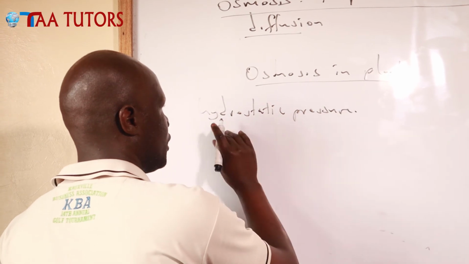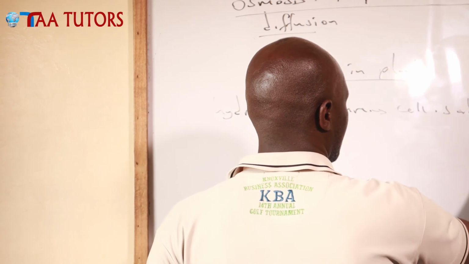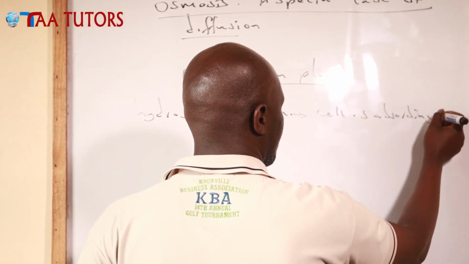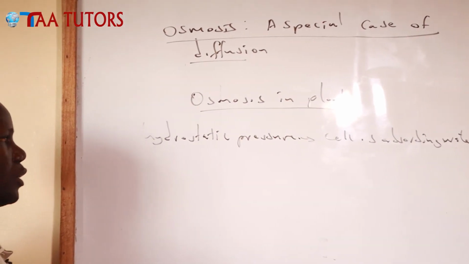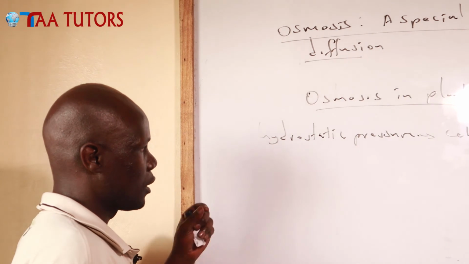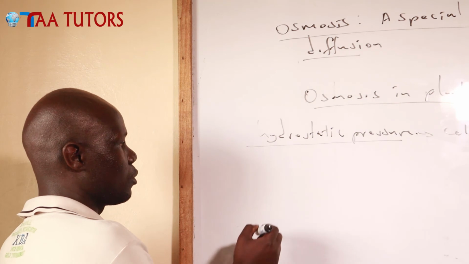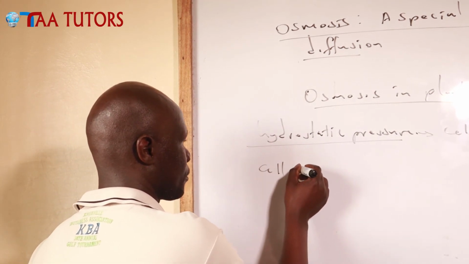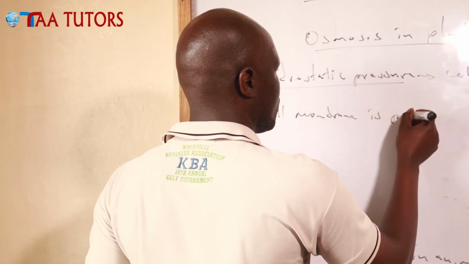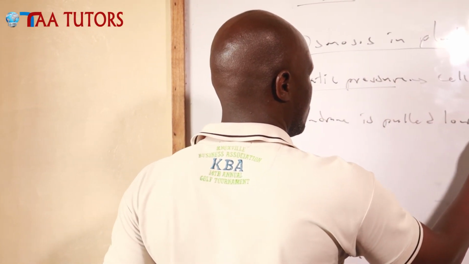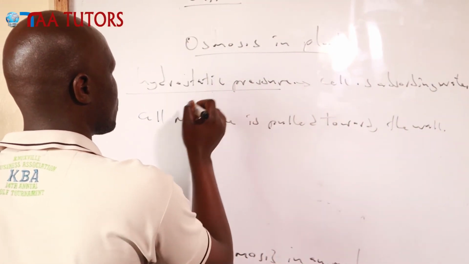And what do we mean here? This is the case whereby the cell is absorbing water. So when it is absorbing water, what do we know? We know that the vacuole is going to expand. And that expansion of the vacuole is going to create a pressure which is going to pull the membrane towards the wall. The membrane is pulled towards the wall. So that particular pressure is hydrostatic pressure.